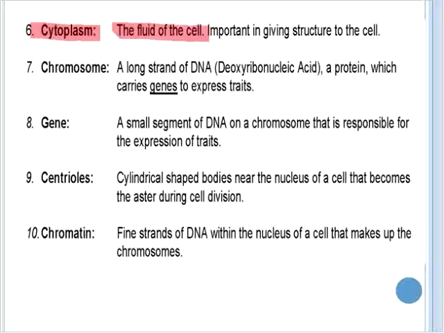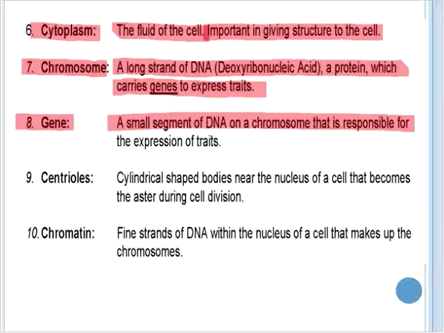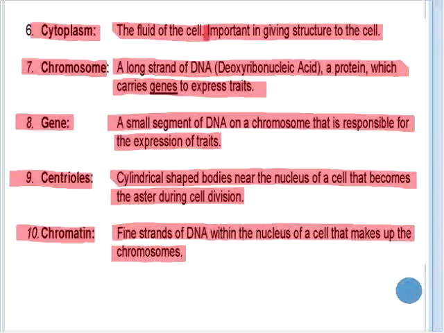Cytoplasm is defined as the fluid of the cell. It's important to giving structure to the cell. The chromosome is a long strand of DNA, or deoxyribonucleic acid. It's a protein which carries genes to express traits. A gene is a small segment of DNA of the chromosome that's responsible for the expression of traits. Centrioles are cylindrical shaped bodies near the nucleus of the cell that become the aster during cell division. And we have chromatin. Chromatin are fine strands of DNA within the nucleus of the cell that make up the chromosomes.